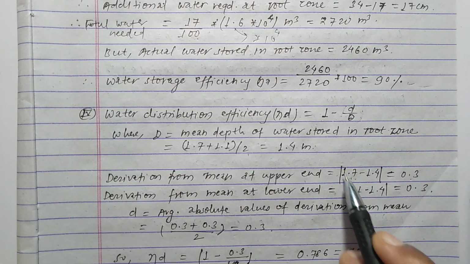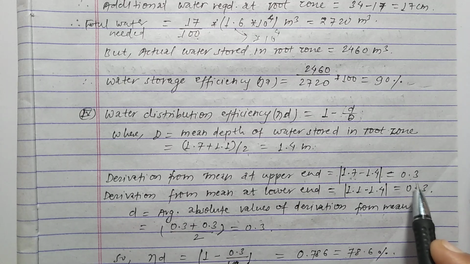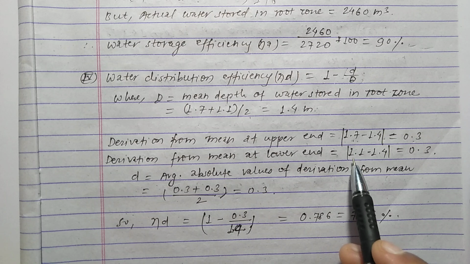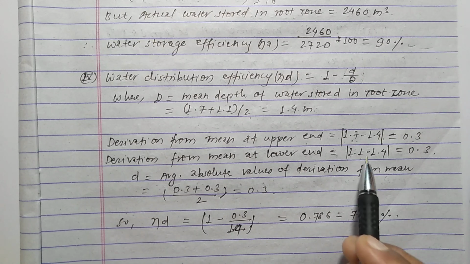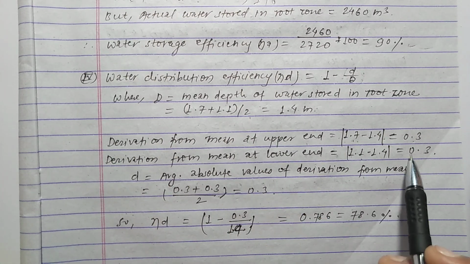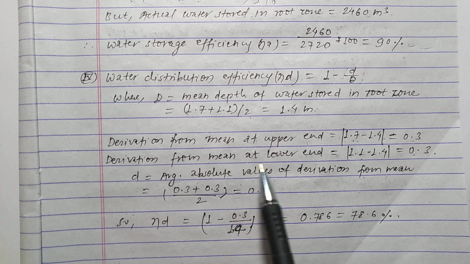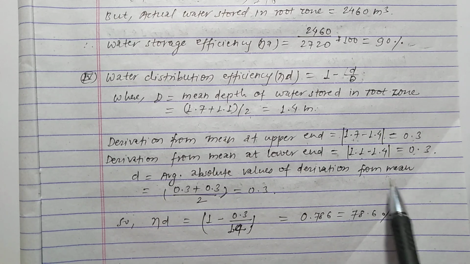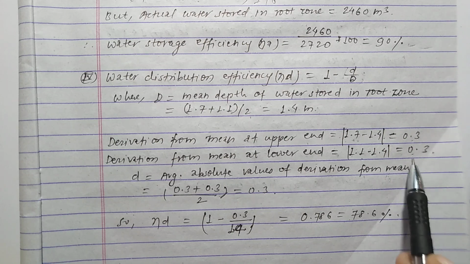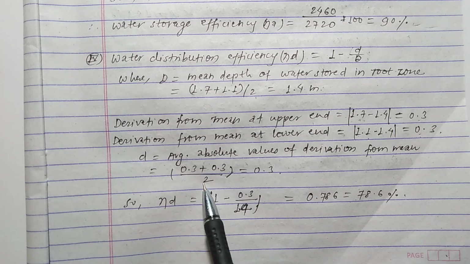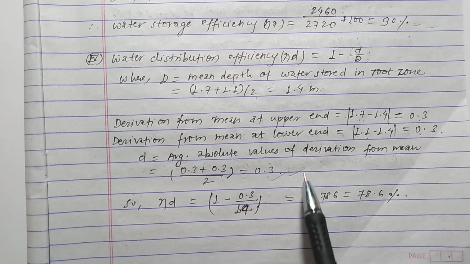Now we have to take the absolute value, not a negative value. For the deviation from the mean at the lower end, we take the lower value, that is 1.1, and subtract it from capital D, and this value becomes 0.3. Now we have to calculate the average absolute value of the deviation from the mean. With the help of these two values we can calculate the mean: 0.3 plus 0.3 by 2, then the mean value becomes 0.3.